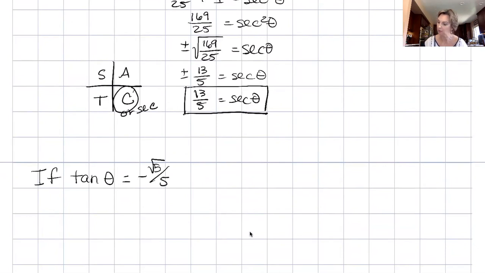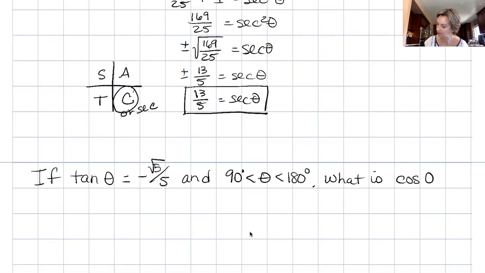Okay, we're given tangent, we're given the quadrant. So in this case, we're in quadrant 2. And we want to know cosine. So tangent and cosine is what we're trying to relate here.